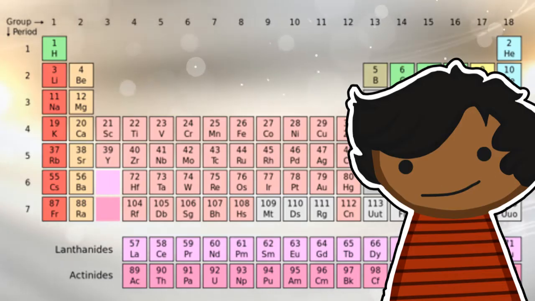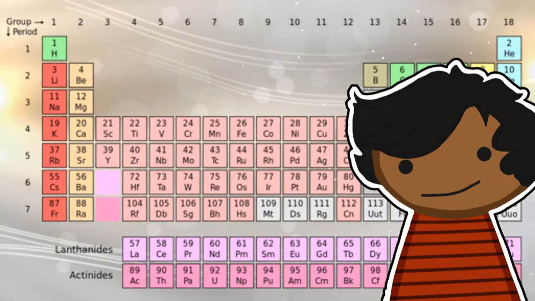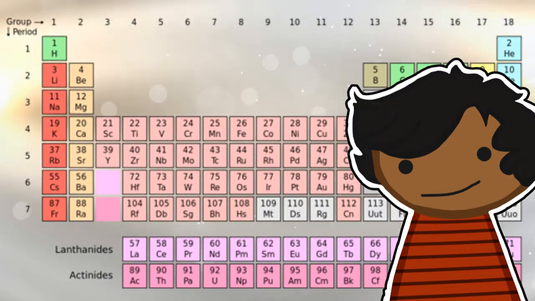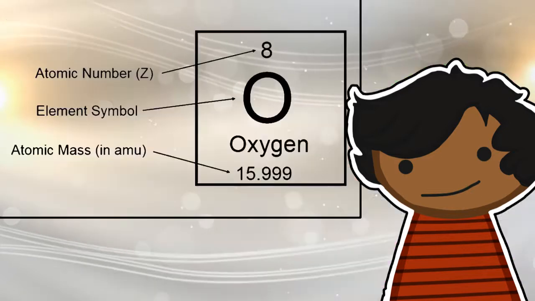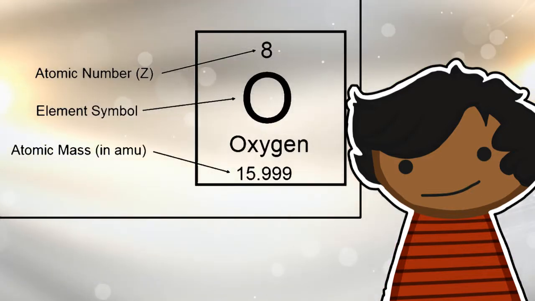The atomic number or proton number of a chemical element is the number of protons found in the nucleus of every atom of that element. The atomic number uniquely identifies a chemical element.